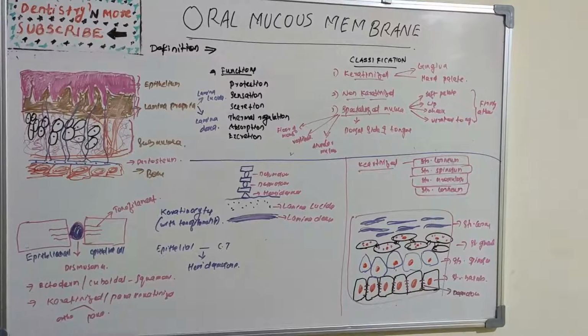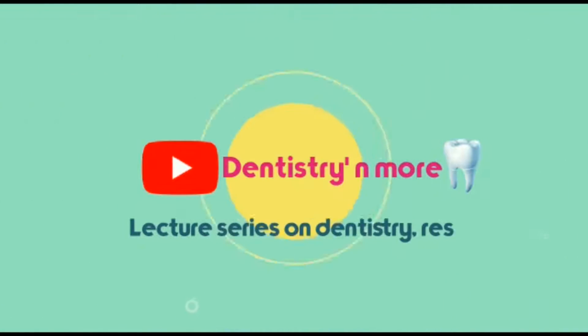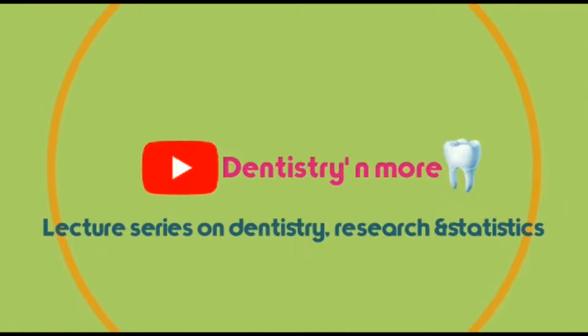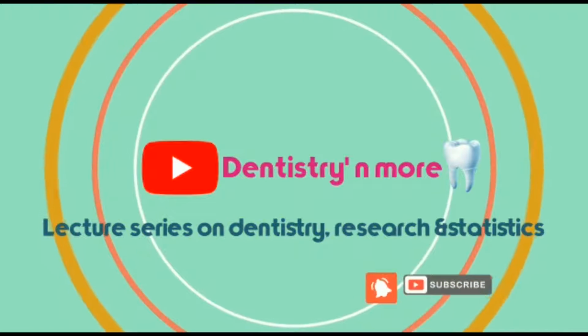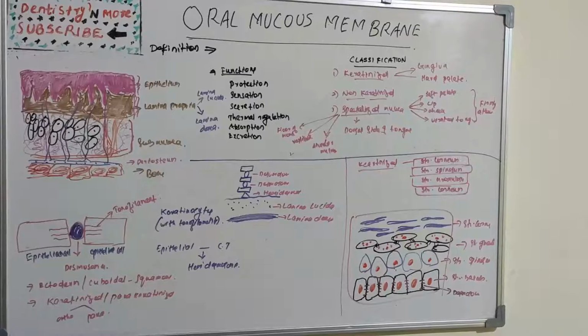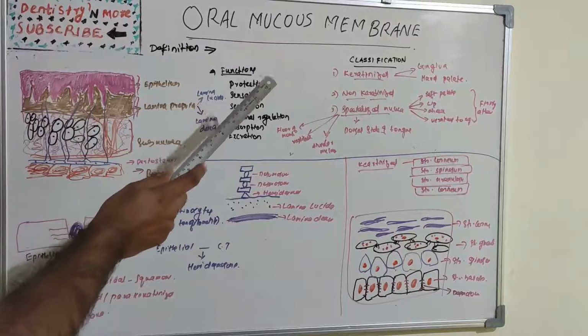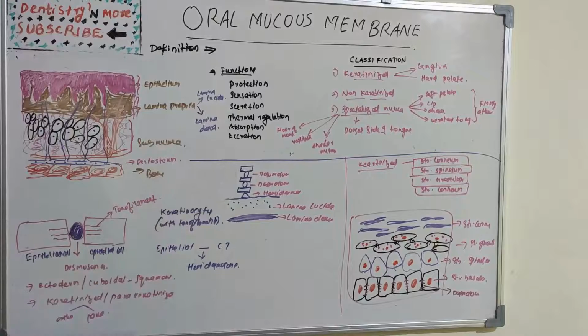Okay, so let's get into details of oral mucous membrane. We'll begin with its function. The definition is nothing but the mucous membrane which covers the oral cavity. We have various functions: protection, sensation, secretion, thermal regulation, absorption and excretion. In protection, it separates and protects deeper tissues and organs from mechanical stress, forces and the external environment.